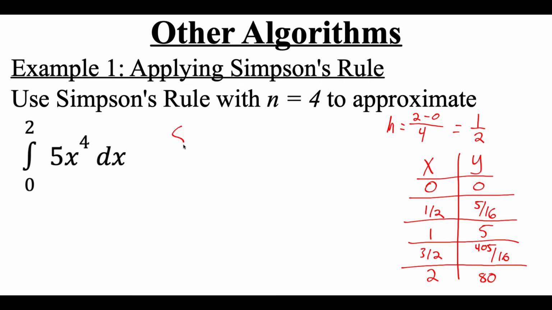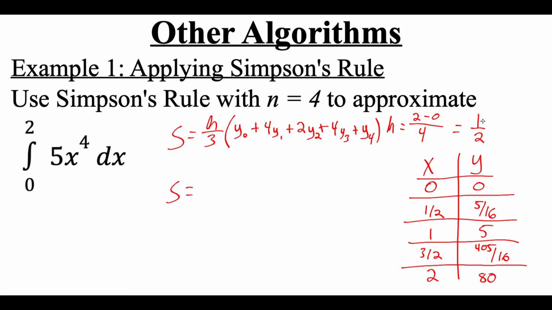Now using Simpson's rule, it says that we're supposed to take our h value over 3 and then multiply by our y values. So our first y value, and then our second y value gets a 4 multiplier on it. My third y value gets a 2 multiplier on it. My next y value gets a 4 multiplier on it. And my last y value doesn't get any multiplier on it at all.